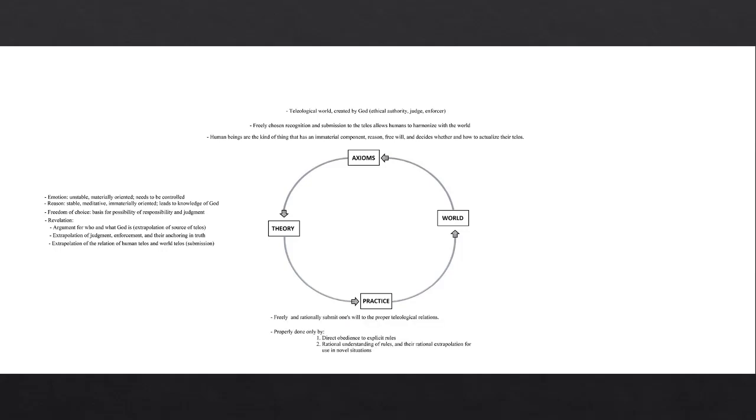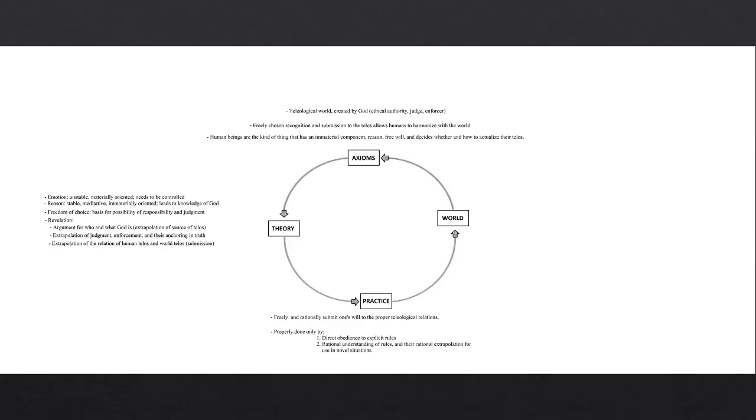If one believes in God, and thus in the universal and human telos, then they ought to freely submit their will rationally to the proper teleological relations. In more simple terms, they need to aim for actualizing the will of God insofar as they're able to. And this is properly done only by adherence to either the obedience of a direct command or by comprehension of rational interpretations of those commands in new contexts.